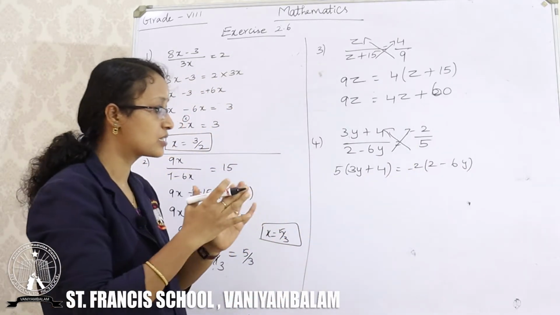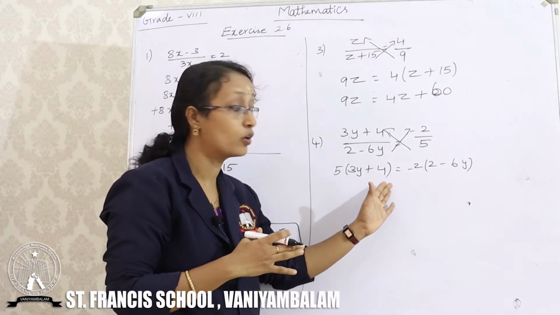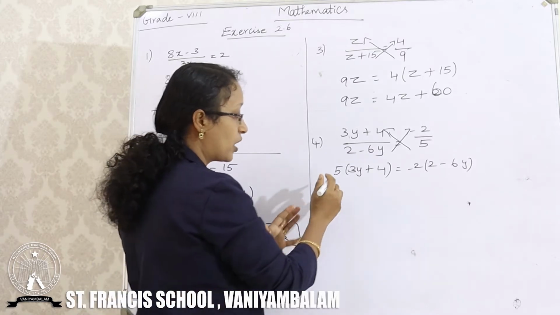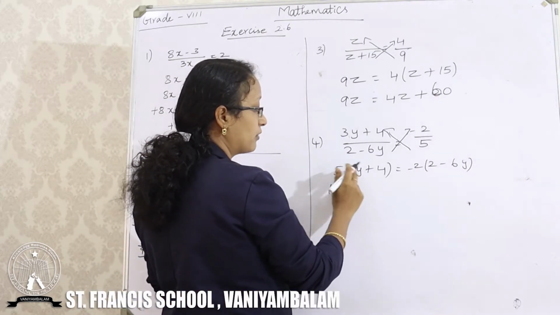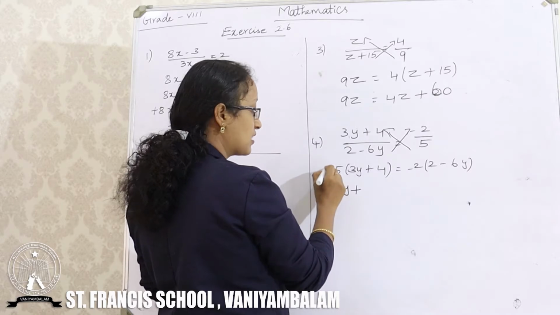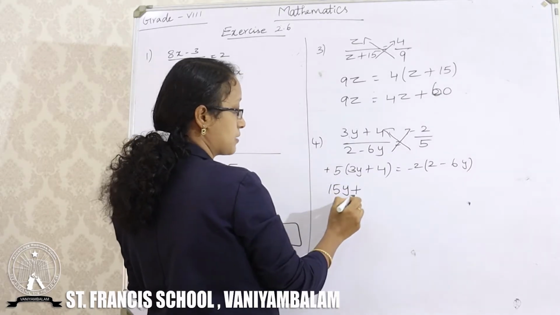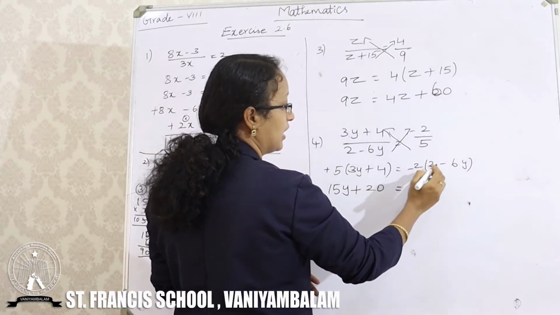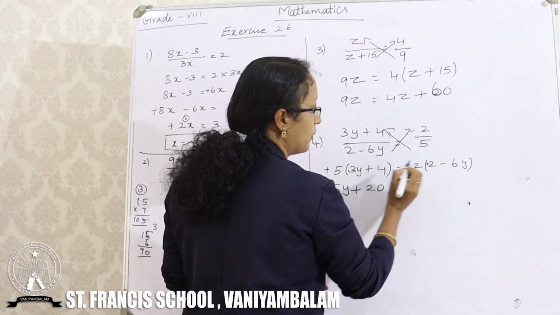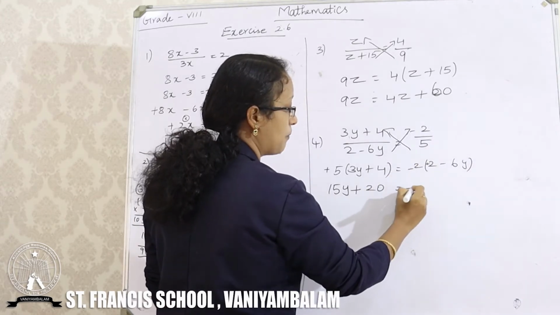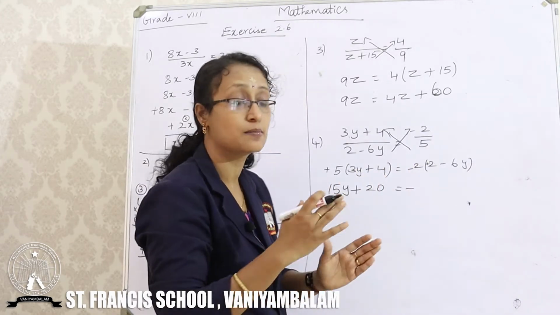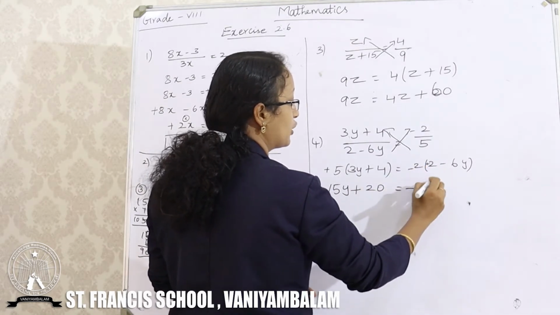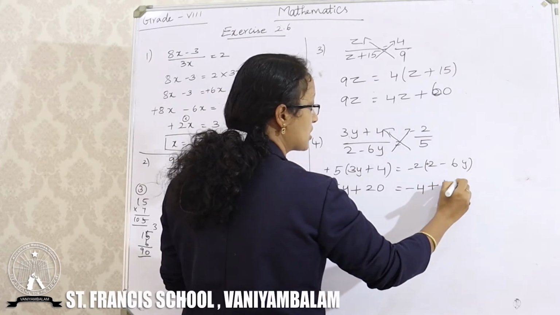This 5 is common for both 3y and 4, and minus 2 is common for 2 and minus 6y. So we are going to multiply inside the brackets. 5 3s are 15y plus, the symbol for 5 is plus, so plus into plus is plus, and 5 into 4 is 20, right? Next, you have minus here. What is the symbol for plus 2? Plus. So minus into plus is minus, 2 into 2 is 4. Next, minus into minus is plus, and 2 into 6 is 12y.